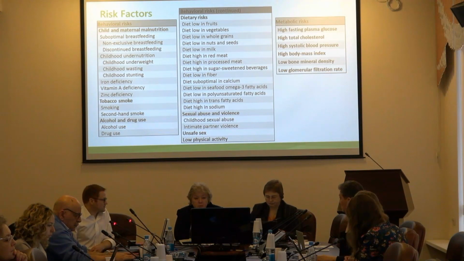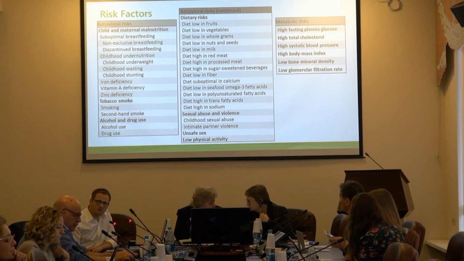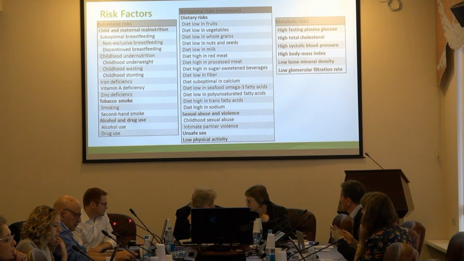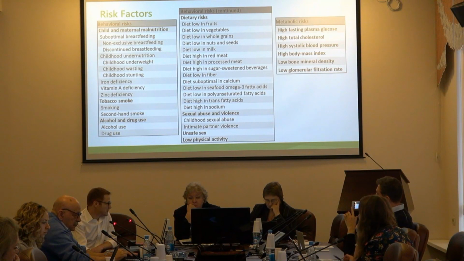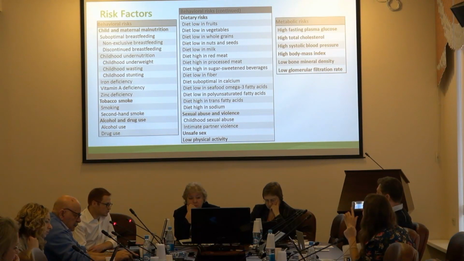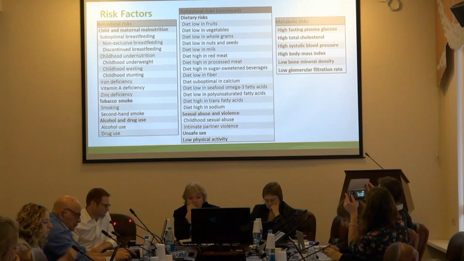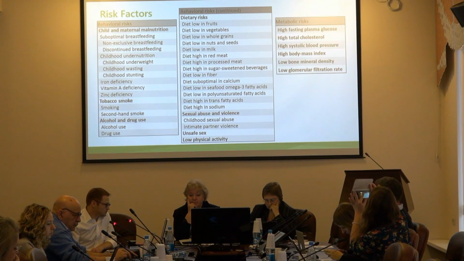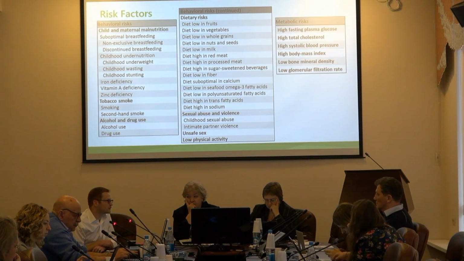For behavioral risks, there are things like suboptimal breastfeeding, childhood undernutrition, micronutrient deficiencies like iron, vitamin A, and zinc, smoking and secondhand smoke, alcohol use, drug use, quite a few dietary risks. You can see the list there. Childhood sexual abuse, intimate partner violence, unsafe sex and low physical activity. One not on this list that we added last year is bullying and victimization.